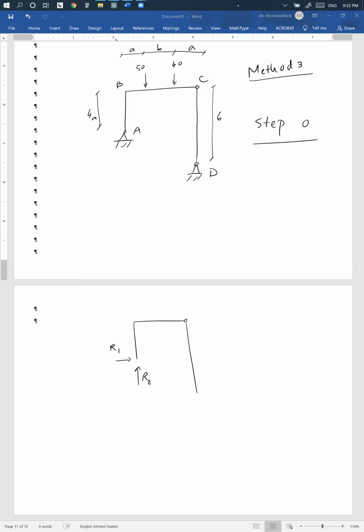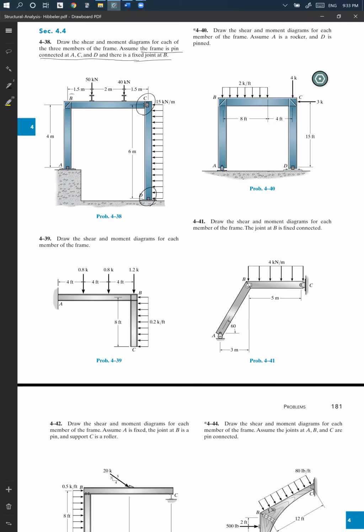Brian is saying, can we treat ABC as one member? No, that's a no, because you have a joint in the middle, right? So for ABC, you have to treat AB as a different member and BC as a separate member, right? So can we treat ABC as one member? I would say no. You have to treat AB as one segment and BC as a separate segment. All right, nice.